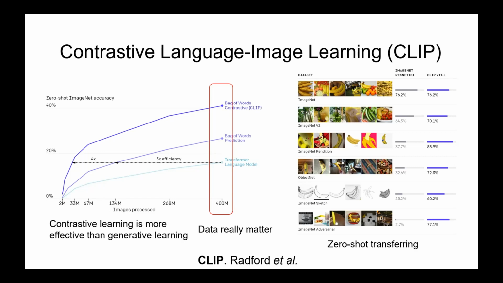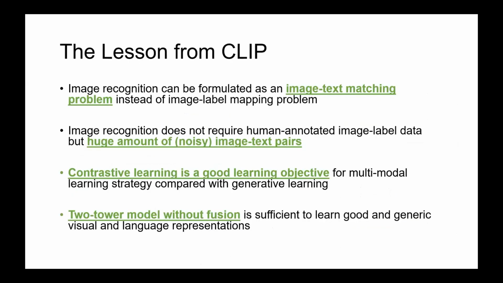And finally, if the model is further scaled up, then you can see here on the right side, the zero-shot performance can be on par with the ResNet model per channel on ImageNet 1K. So the lesson from the CLIP model is that image recognition can be formulated as an image-text matching problem instead of an image-label matching problem.